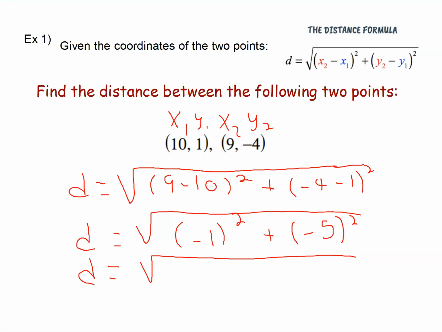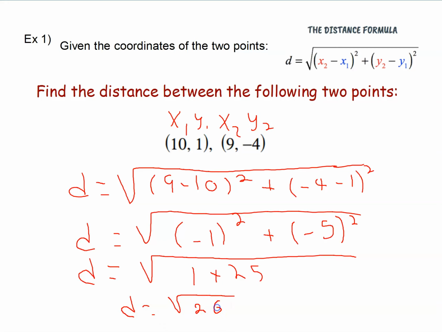So here I'm going to have -1 times -1, which is just the number 1. And then here I have -5 times -5, which is positive 25. All right, and then we're going to go ahead and simplify this. So 1 plus 25 is going to be 26.